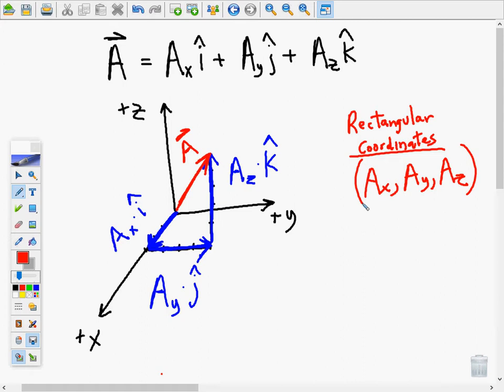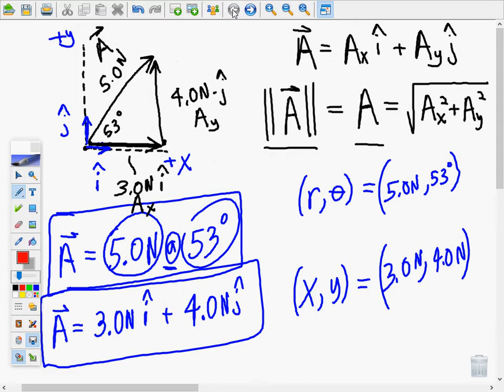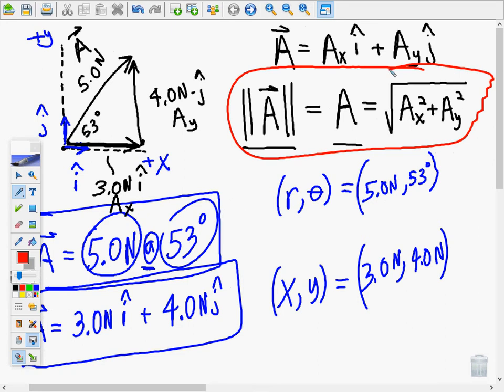Now, you might recall that if we had a two-dimensional vector, like this vector here, if we wanted to find the magnitude of that, we could use the Pythagorean theorem, and the magnitude of this vector A right here can be found by taking the square root of the two components squared. The square root of the sum of the components squared.